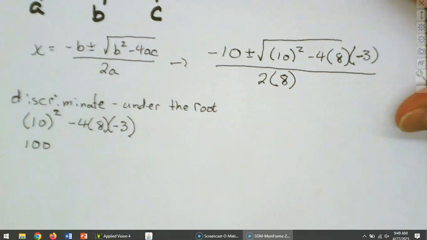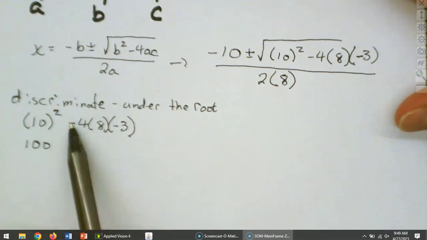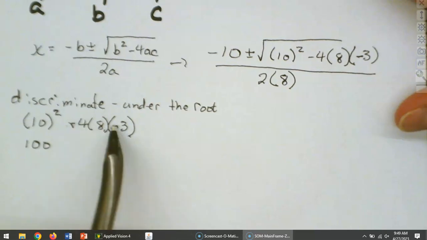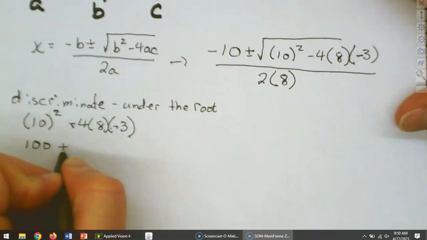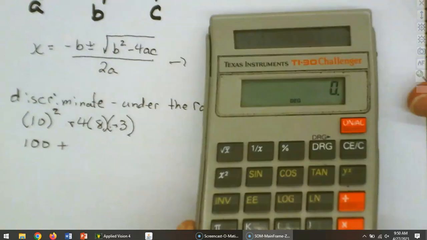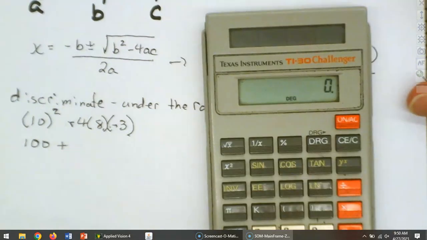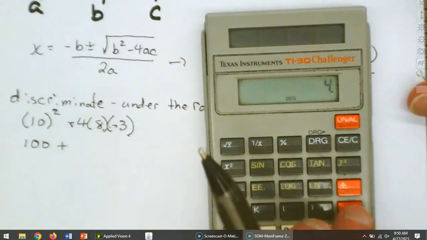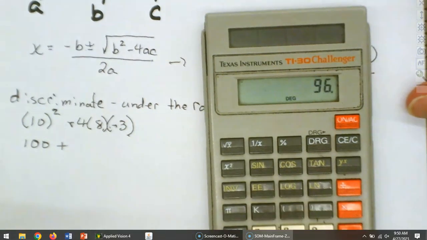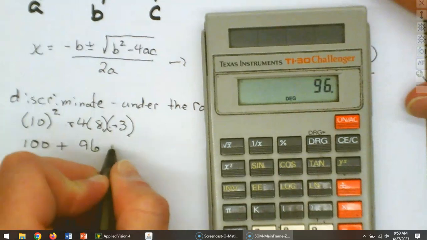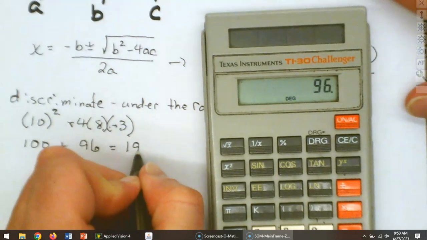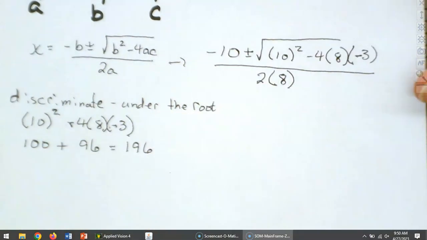Now, here's where students make a mistake. Watch the signs. Negative times negative. Negative and negative makes it a positive. So be very, very careful with the signs. So we know that it's going to be positive. And then we just multiply them. So 4 times 8 times 3, that's a 96. Add those together, and that's 196.